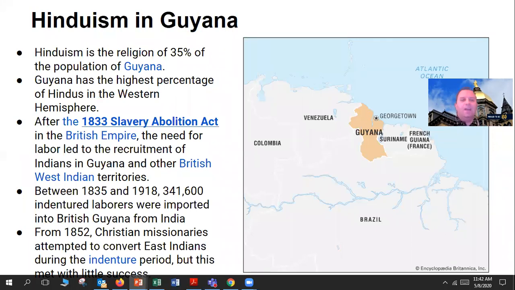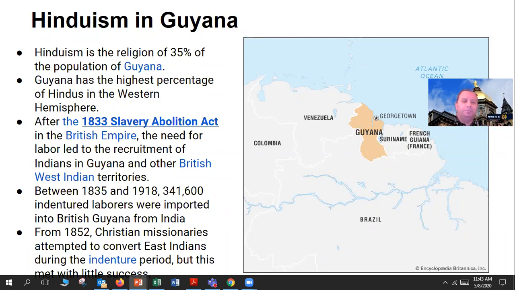Even today, the country of Guyana has the largest Hindu population in the entire Western Hemisphere. That means that there are more Hindus living in Guyana per capita than there are in the United States. Okay, 35% of the United States population certainly is not Hindu. Okay, but in Guyana, it is.